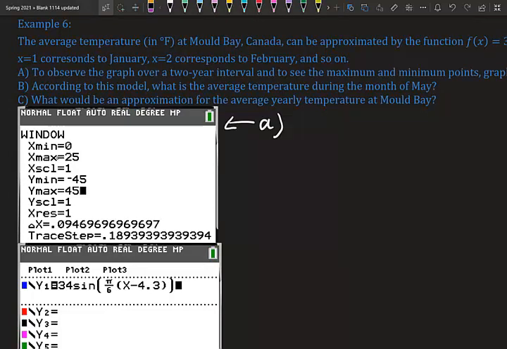So why did they pick 0 to 25, negative 45 to 45? Why did they do these? It just told us to. They're going to give you part A. It's going to be there for the test, and it's going to be there for the homework. It's going to tell you what to put for part A. But now, why would I choose these values for part A?